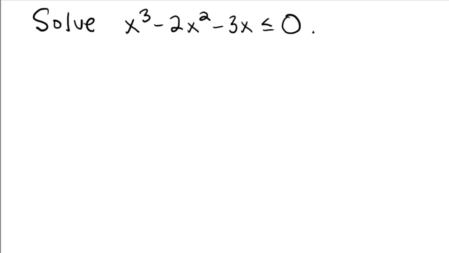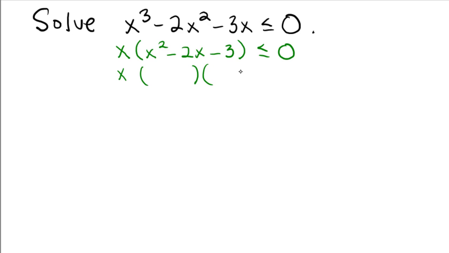First notice there's a GCF. Let's pull out an x, leaving us with x squared minus 2x minus 3. And then with the leftover quadratic, x squared minus 2x minus 3, we can also factor that, which means we need to consider two numbers that multiply to be negative 3 and add up to be negative 2. So let's use x minus 3 and x plus 1.